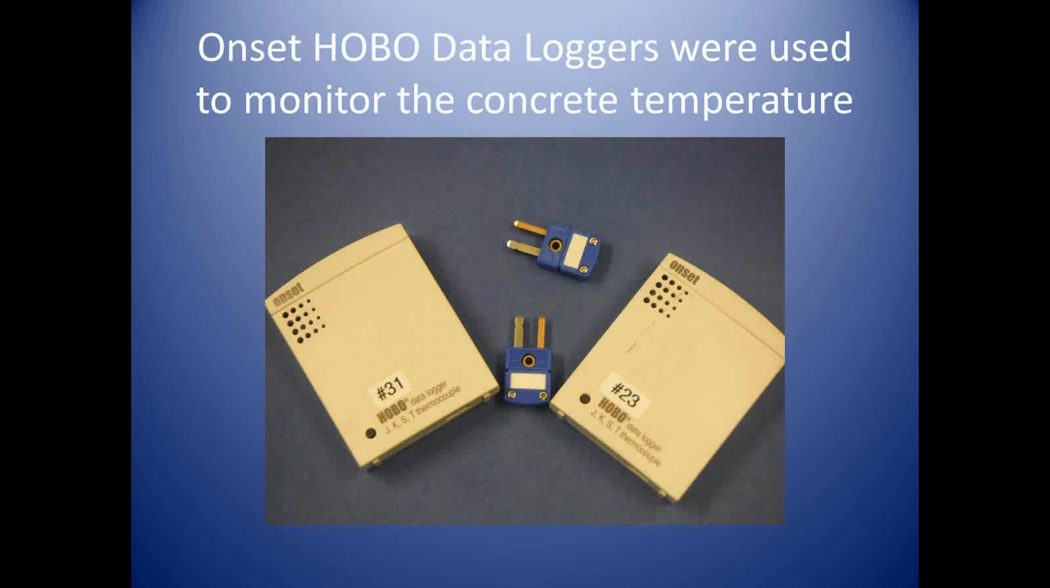Onset data loggers were used to collect the temperature data. And the data loggers were stored on site in a wooden box with a plastic bag around it to protect it from the rain and any construction activities. And this Onset shuttle was used to transport the data from the site to the computer. Every day, we would go to the site, take the data from the HOBOs, and put it in the computer.